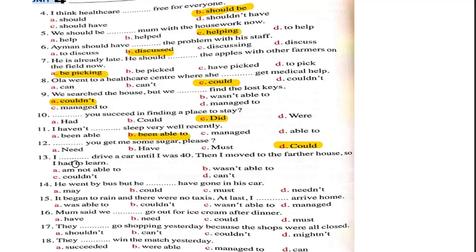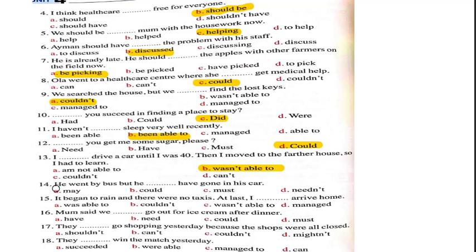I wasn't able to drive a car until I was 40. Then I moved to the further house, so I had to learn. I am not able to, I couldn't drive, I wasn't able to, I can't. When you speak about a certain ability in the past, we use wasn't able to. Yes, I wasn't able to drive a car until I was 40.